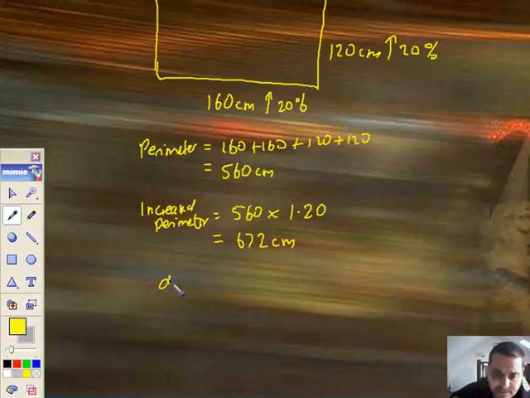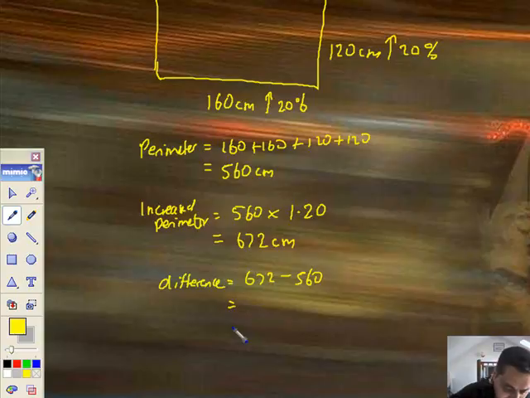Okay, the difference equals 672 take away 560. So let's just do that. 672 take away 560 gives me 112.